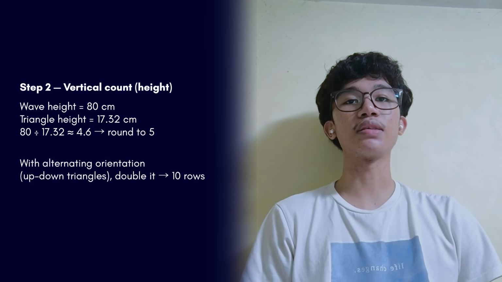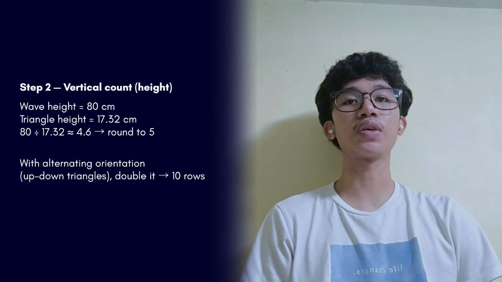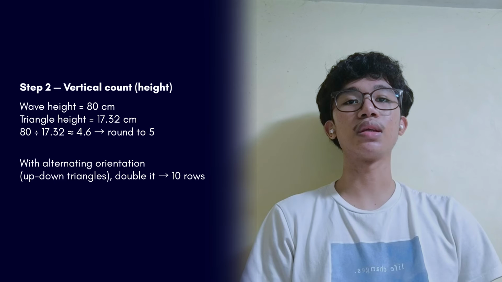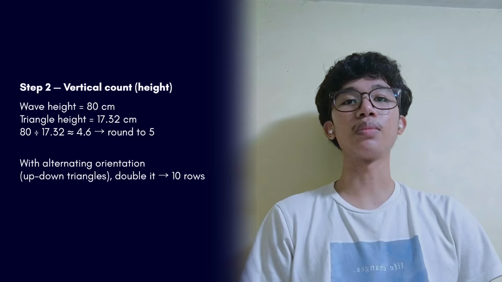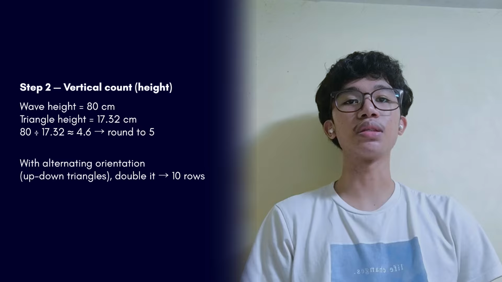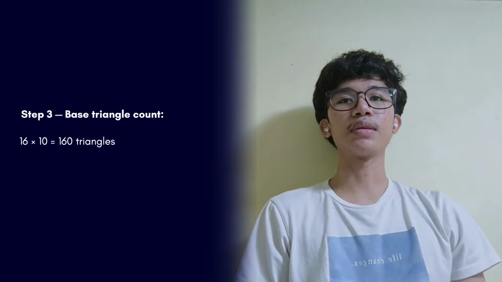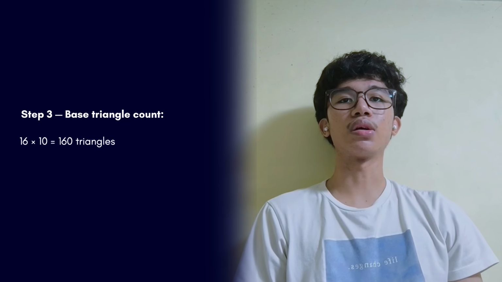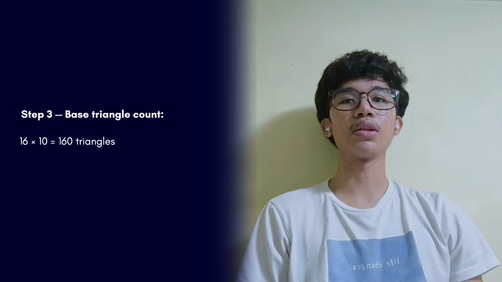The second step is to find the vertical count. The height of the wave is 80 centimeters and the height of the triangle is 17.32 centimeters. 80 divided by 17.32 is approximately 4.6. So we need to round it and it will be 5. With alternating orientation, up and down triangles, you will need to double it so there are 10 rows. The third step is to find how many triangles there are along the base. 16 times 10 is equal to 160, so there are 160 triangles along the base.